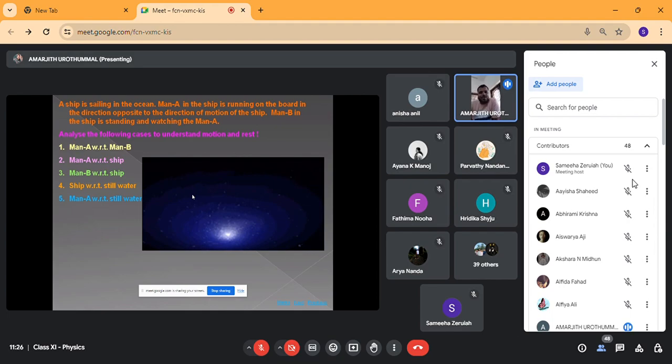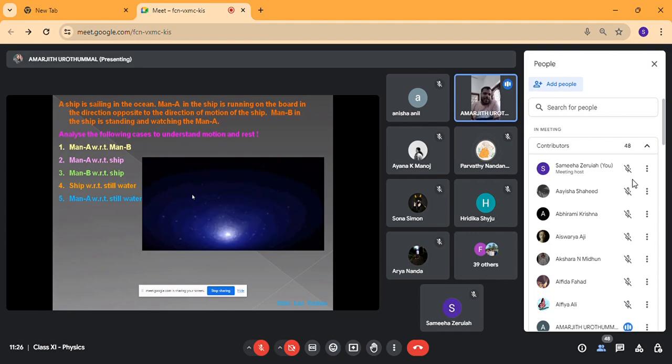Next, man A with respect to still water. Think carefully and tell me the answer. Man A with respect to still water, in motion or rest? Motion. Yes, all are having the same answer.